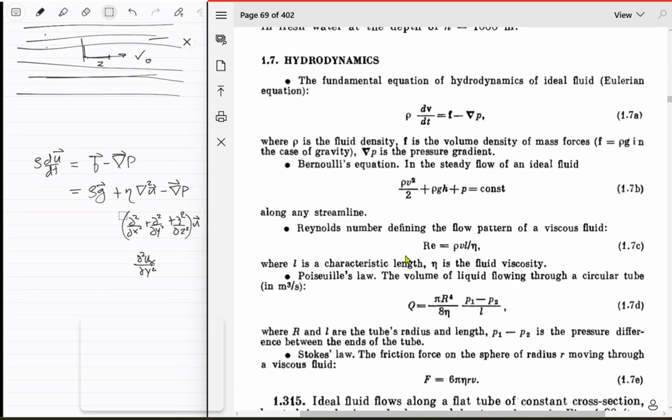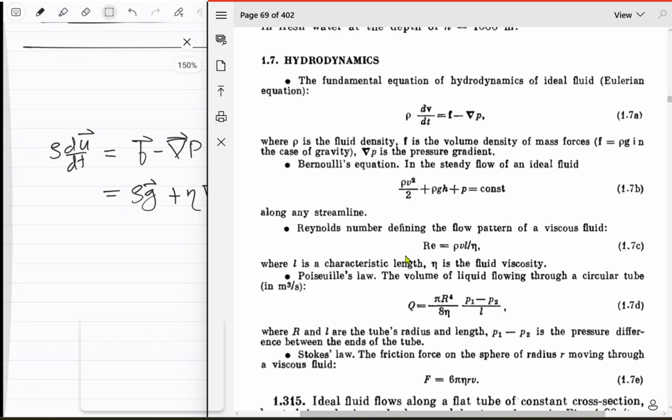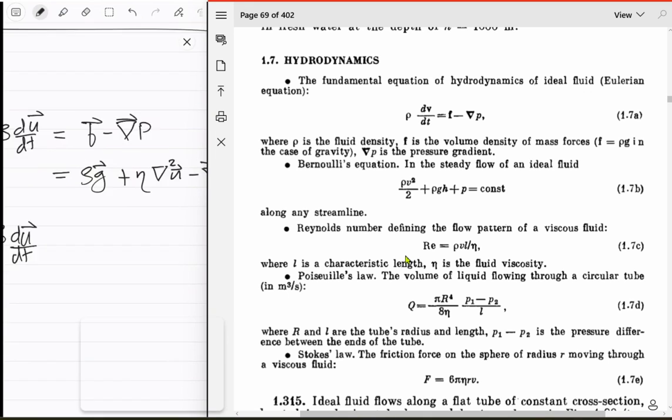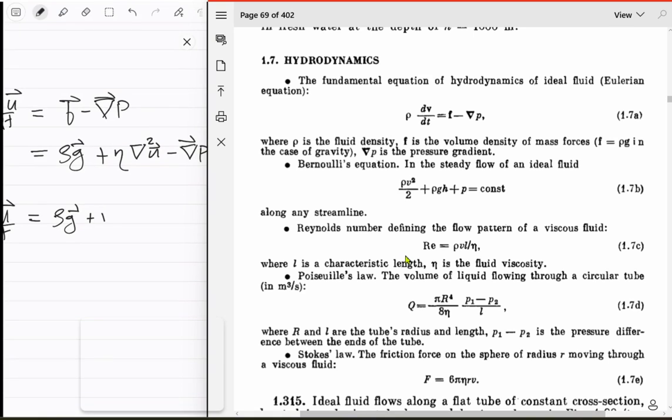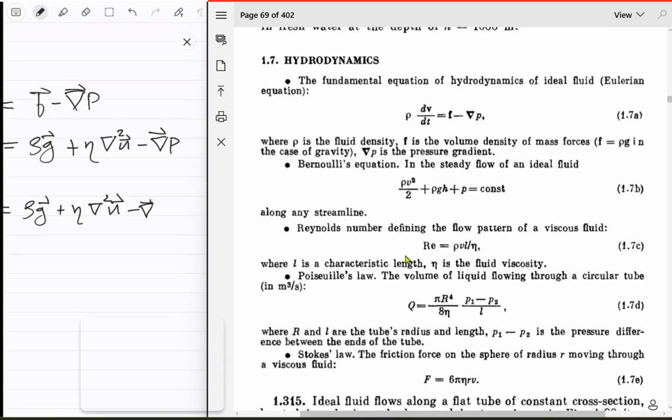So now we have the complete equation. So the complete equation is just rho du vector upon dt equal to rho g vector plus eta del squared u vector minus del vector p. All right.